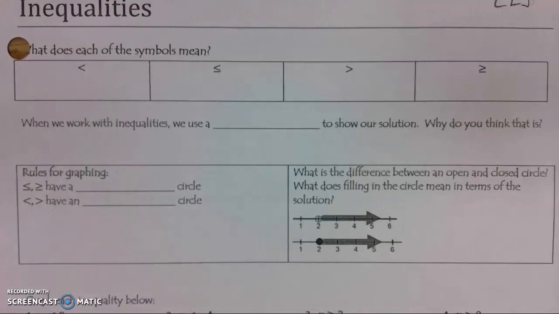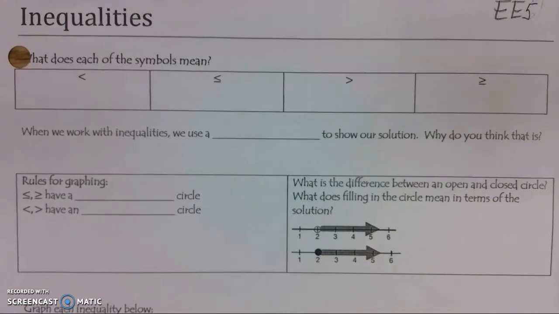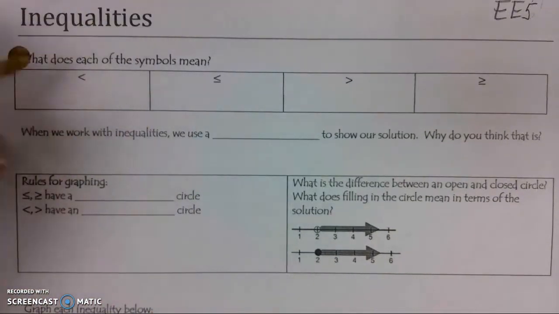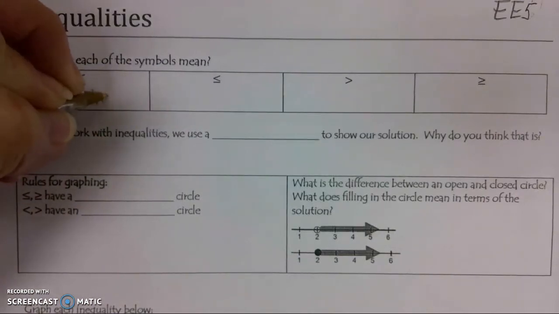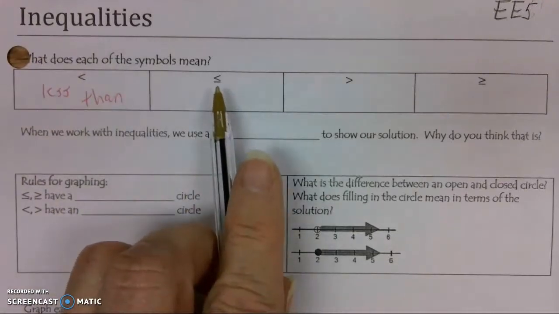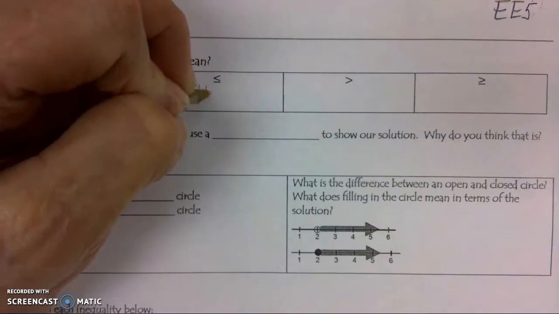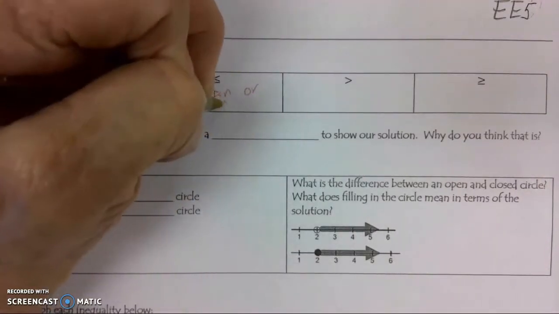Hi everyone. Today we're going to be looking at the notes on inequalities. Now, before we talk about solving inequalities, we need to review the symbols. This first symbol means less than. When I put a line underneath it, it means less than or equal to.